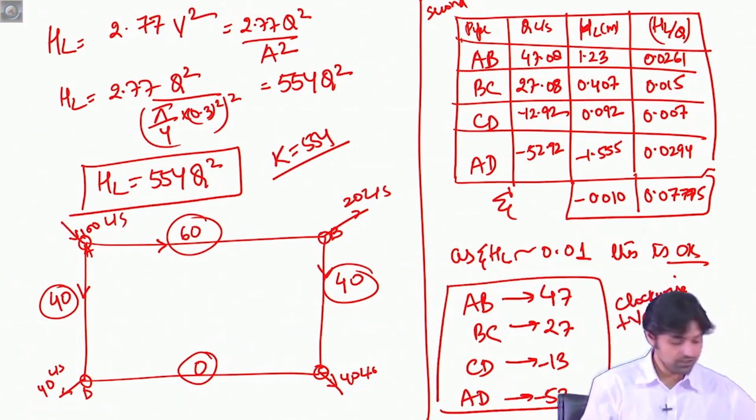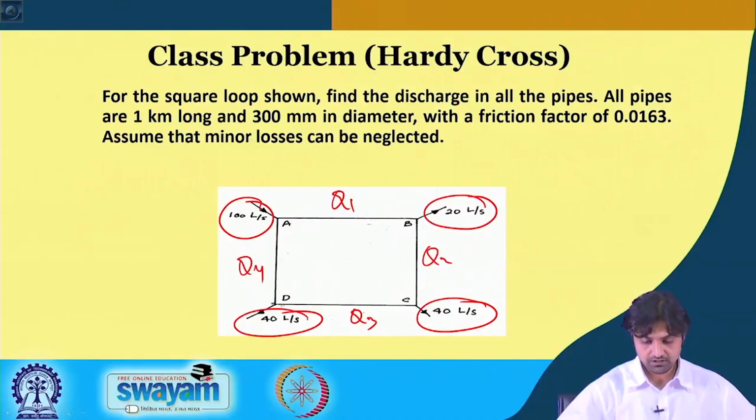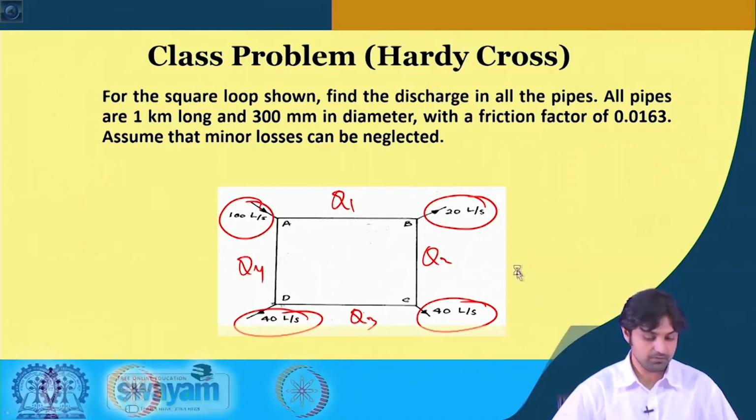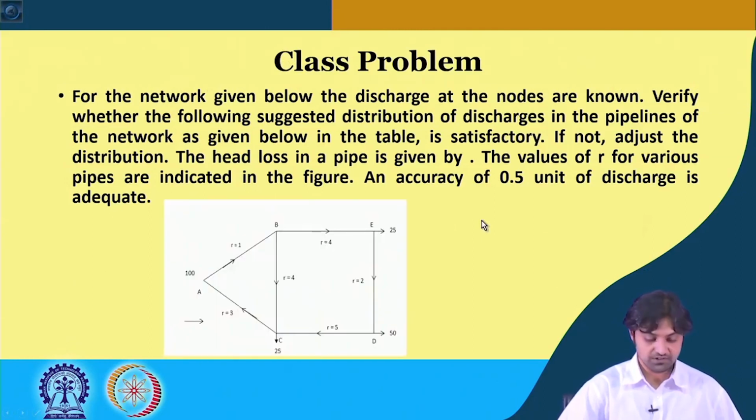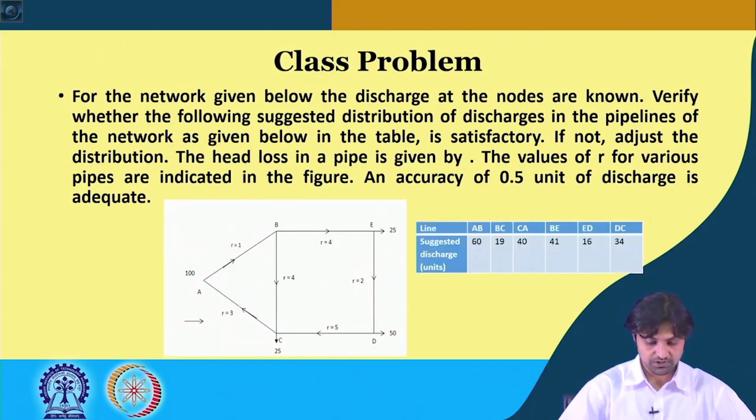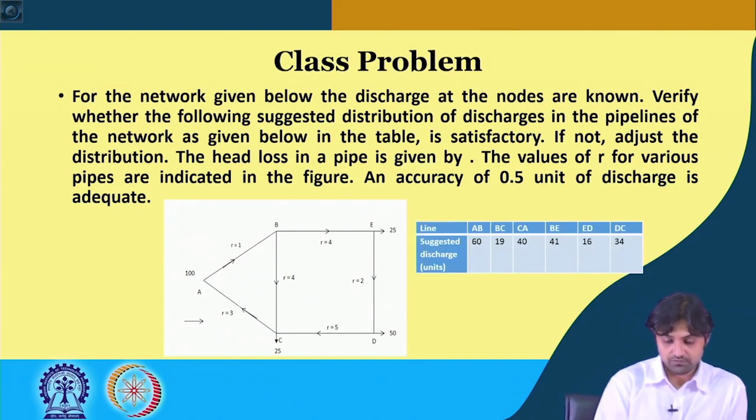So, we will see yet another question, and that will be the last question that we are going to solve in the class. But before finishing this lecture, I will give you a problem that you will have to attempt at home, based on the Hardy-Cross method. So, this is the class problem. This is the network given below, the discharges at the nodes are known. Instead of K we say R.